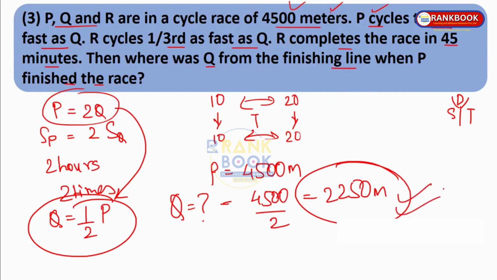This is the answer. Let's see how. What they have asked: where was Q from the finishing line when P finished the race? If this is the start line, this is the finish line. P has finished the race at this point. Now we have to find where Q was.